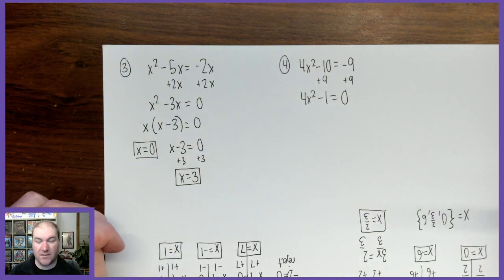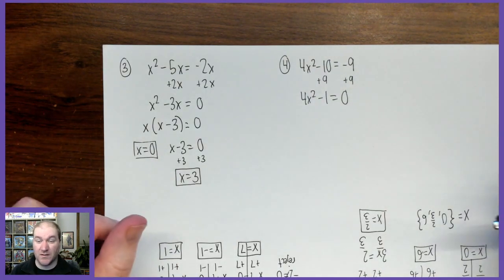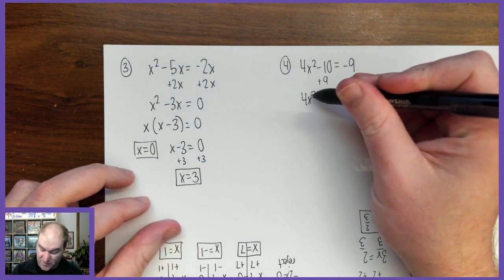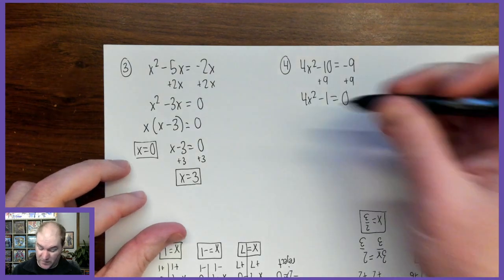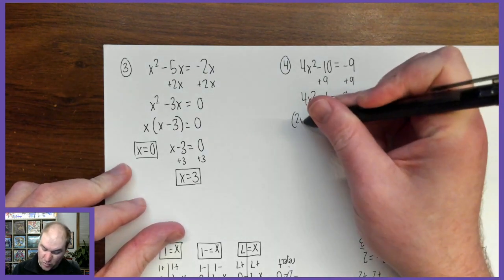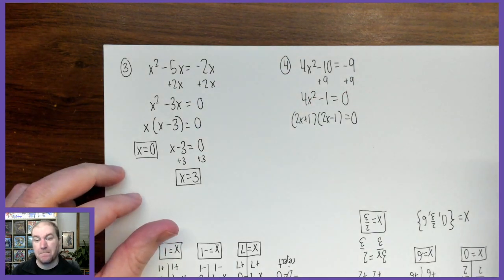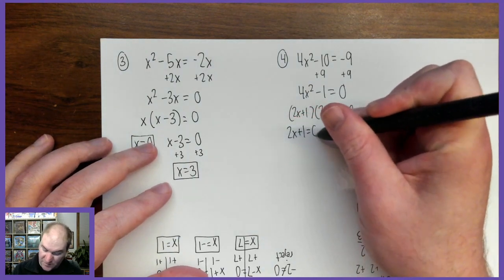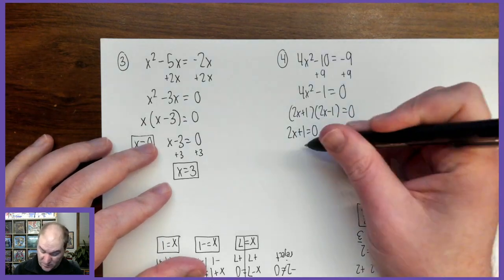Next step, factor completely. There's no GCF between those two numbers or between the variables. But this is a difference of two squares, right? 4 is a perfect square, x squared is a perfect square, and 1 is a perfect square. So that will factor out to be 2x plus 1 and 2x minus 1. Next step, set each factor equal to 0. And then last step, solve both of these equations.